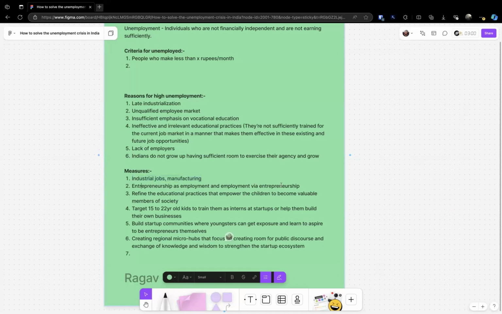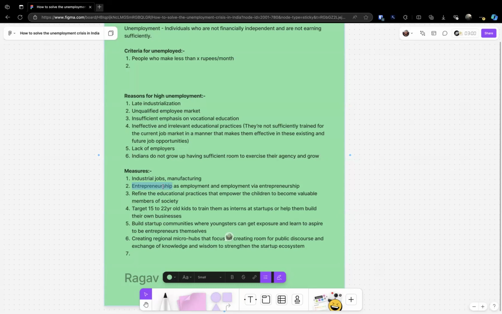And then entrepreneurship as employment and employment via entrepreneurship. So people who are entrepreneurs, they are self-employed. And the other thing is that they also employ other people. So even if you convert one person, like 1 out of 10 people who are in the unemployed base, you're actually solving up to 50% of the issue.